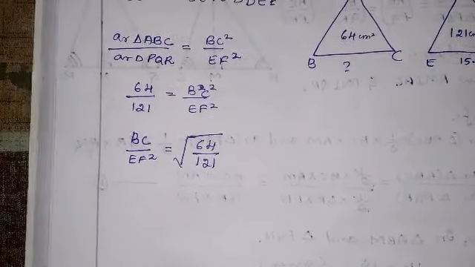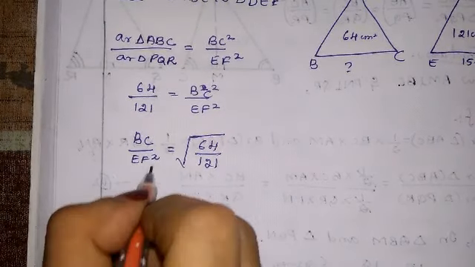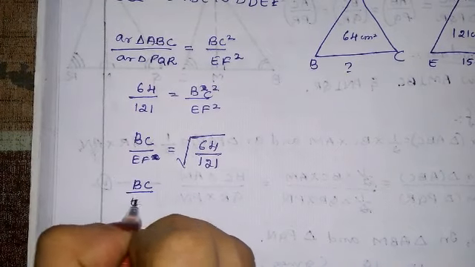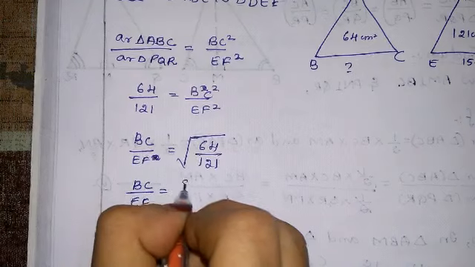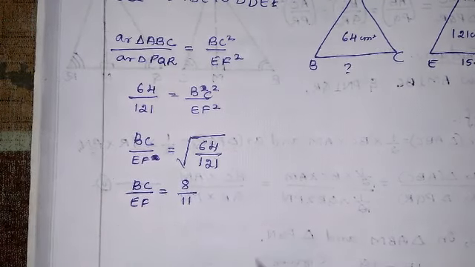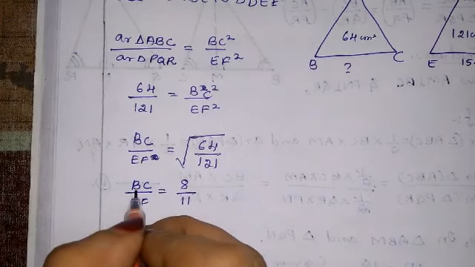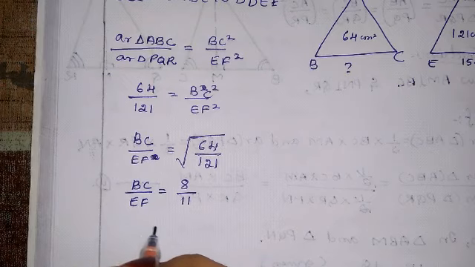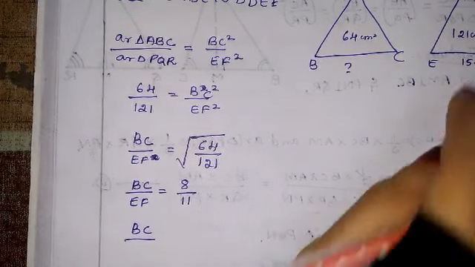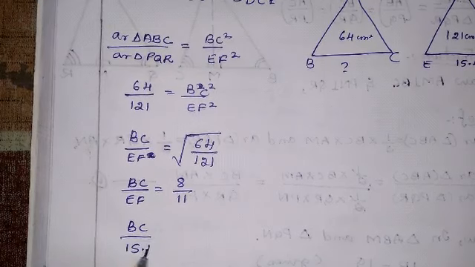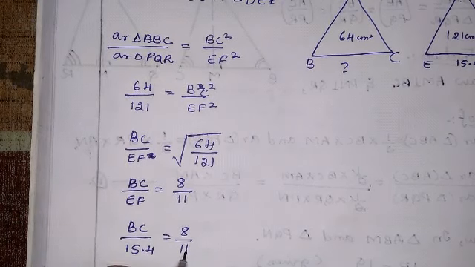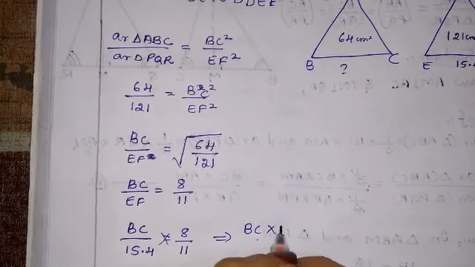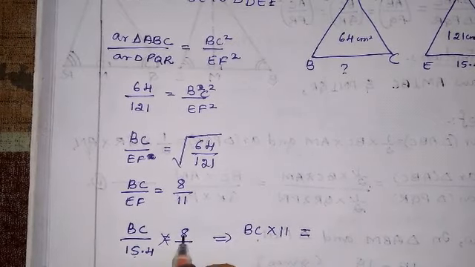This is the basic knowledge which we have learned. The square will always become a root. So this square has gone and becomes a root there. BC by EF is equal to root 64 is 8, root 121 is 11. Now BC value they have not given, but the EF value they have given. BC as it is, EF they have given 15.4, is equal to 8 by 11. Let us cross multiply, that is BC into 11 is equal to 15.4 into 8.